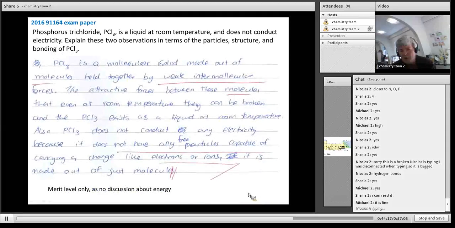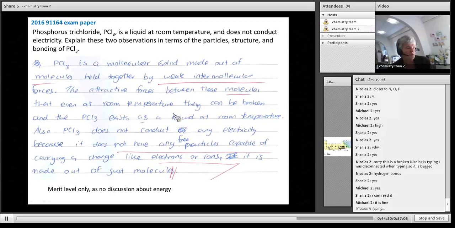Compare this to a merit level question. Okay. He also started off with it's a molecular solid, and he's also said it's weak intermolecular forces. So notice he used weak intermolecular, not van der Waals, but both are acceptable. Okay. In fact, intermolecular is broader because it also includes hydrogen bonding, whereas you could argue that van der Waals doesn't. Okay, he's identified the molecules as the same as that.